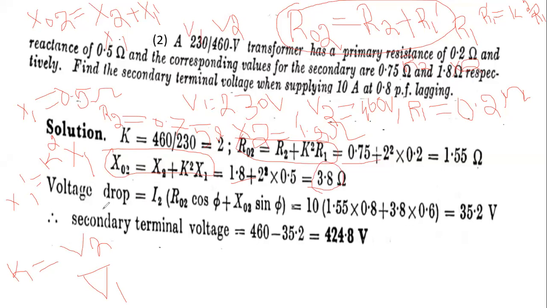Next we calculate the voltage drop. What is the formula for voltage drop? Voltage drop is equal to I2 into R02 cos phi plus X02 sin phi. What is the R02 value? R02 is equal to 1.55. And what is the X02 value? That is 3.8.